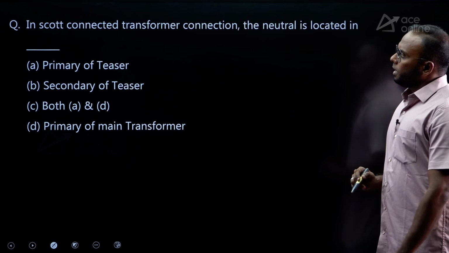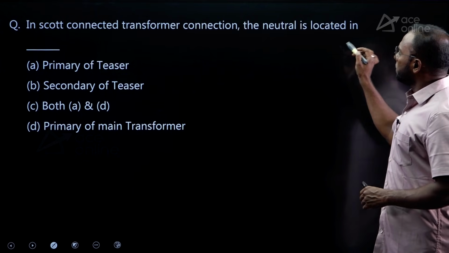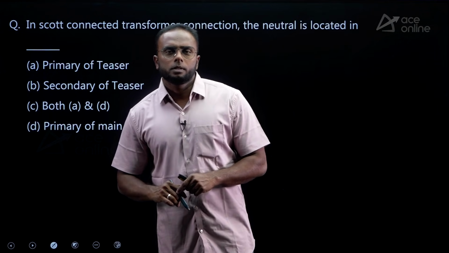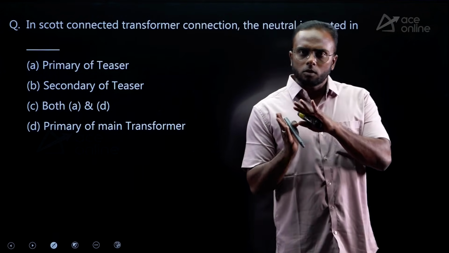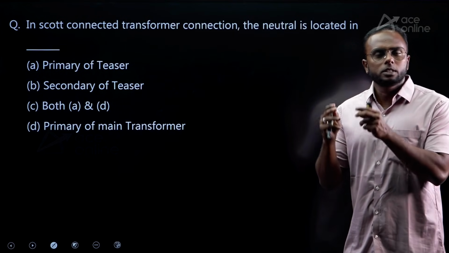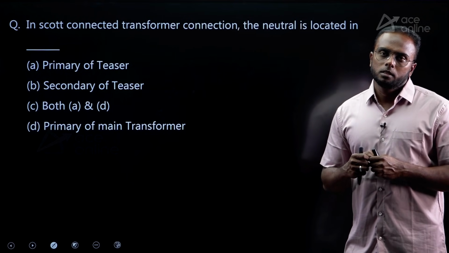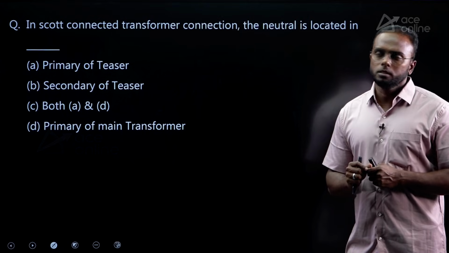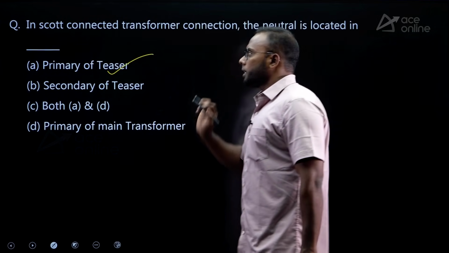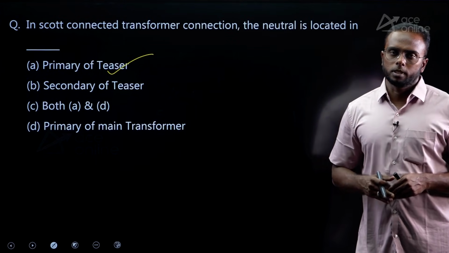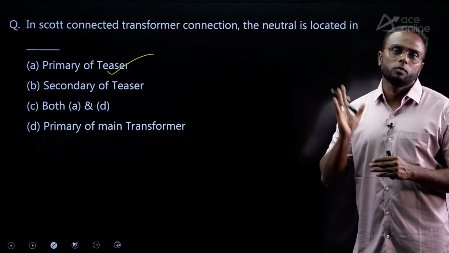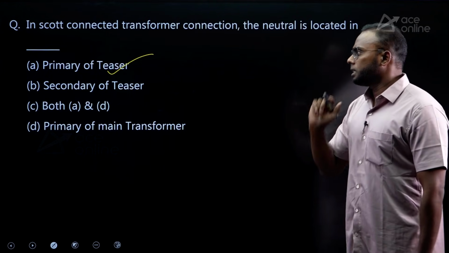Next, in a Scott connected transformer connection, the neutral is located in dash. So where do we have the neutral point? Because Scott connection is mainly used to convert 3-phase into 2-phase. If it is 3-phase, similar to star connection, definitely a neutral will be there in that star. Then where is that neutral located? Remember, it is located in the primary of the teaser transformer, and that neutral also divides the teaser transformer primary in the ratio of 2:1. Okay, in the teaser it is located.